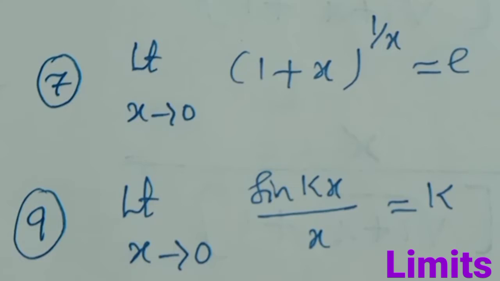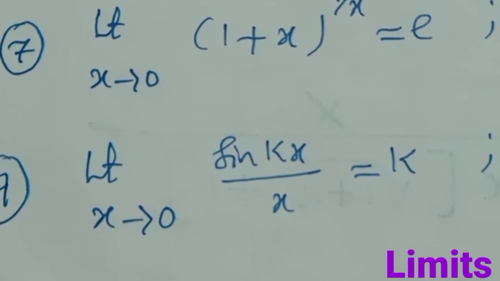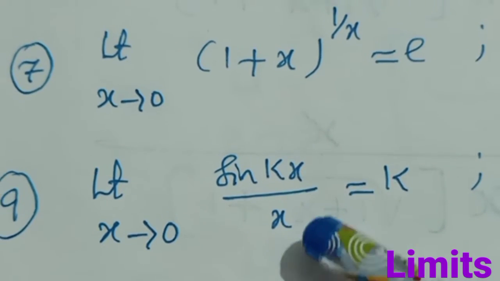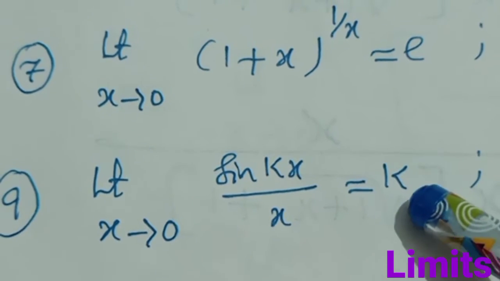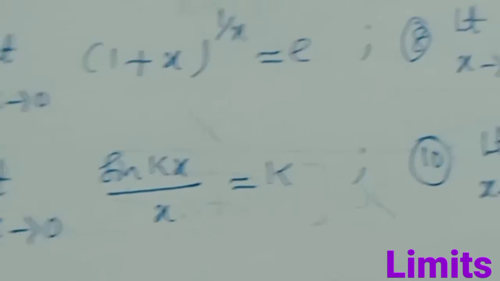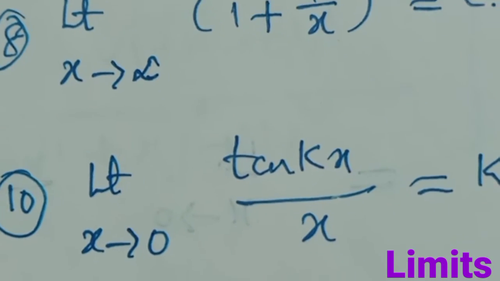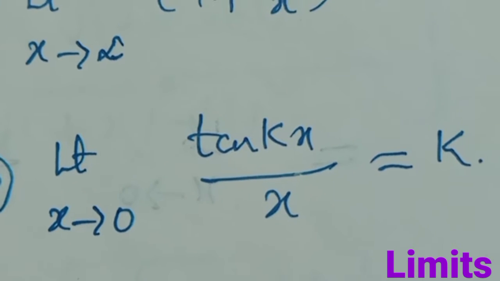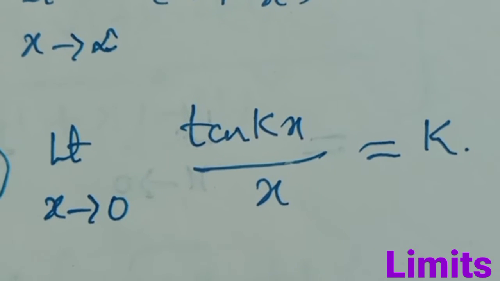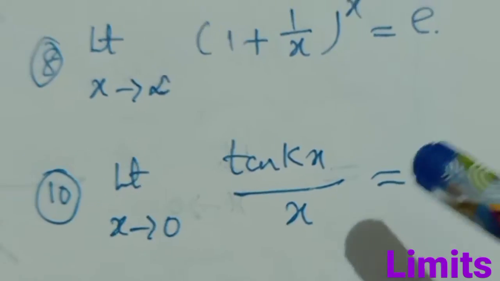Ninth one, limit x tends to 0, sin kx by x, here k is constant, it is equal to k. Tenth one, limit x tends to 0, tan kx by x, it is equal to also k.